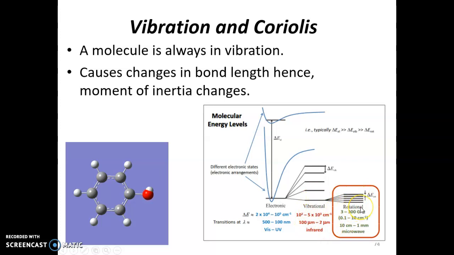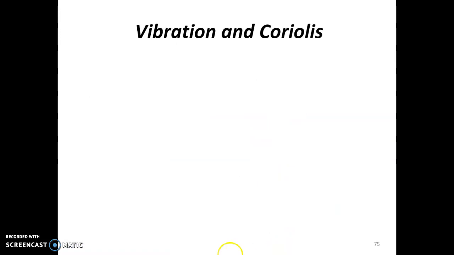Now, we said that a molecule does not rotate in its ground rotational state. Well, it's not the same for vibration. In the ground vibrational state, a molecule is in a constant state of vibration. So this may affect rotation and give rise to the effect of a non-rigid rotor.